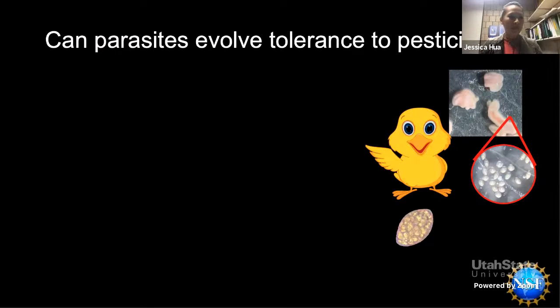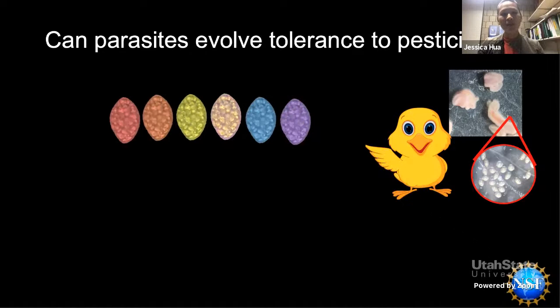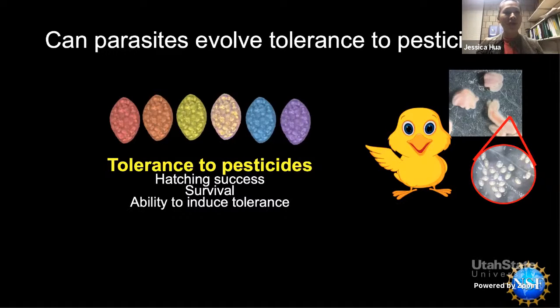What we did was we went back out to populations of known parasites that vary in their distance to agriculture. We collected 6 populations, and we wanted to know how these different populations varied in their tolerance to pesticides, similar to their host. We measured hatching success, survival, and the ability to induce tolerance.